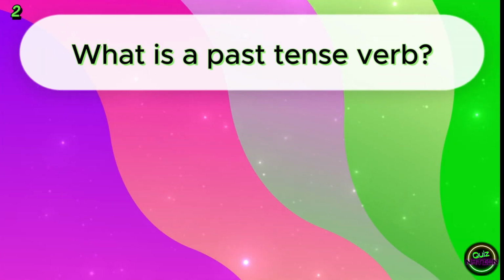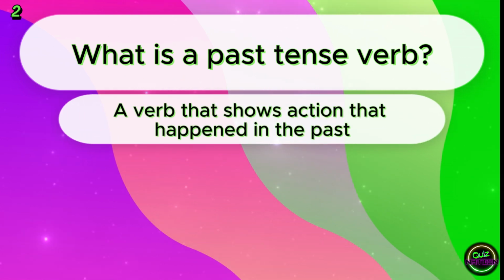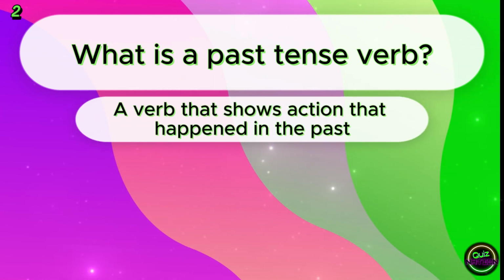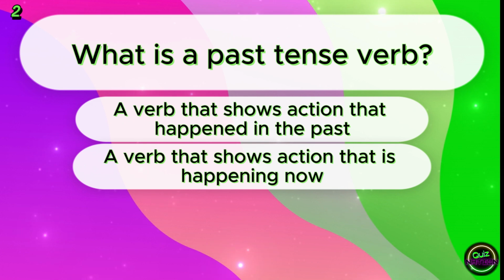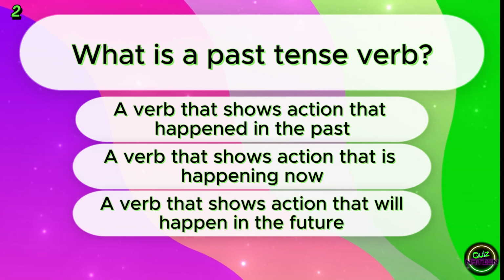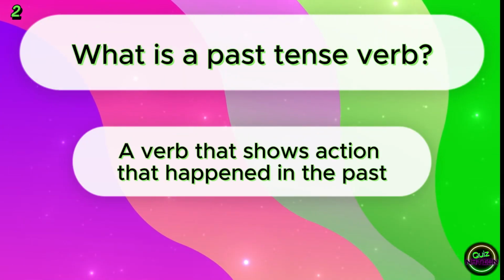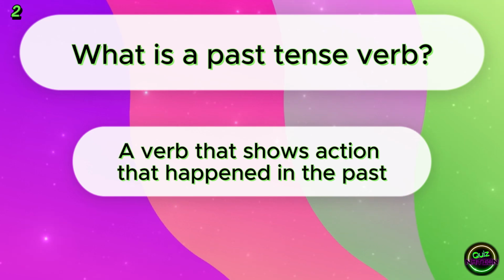What is a past tense verb? A verb that shows action that happened in the past. A verb that shows action that is happening now. A verb that shows action that will happen in the future. The answer: a verb that shows action that happened in the past.